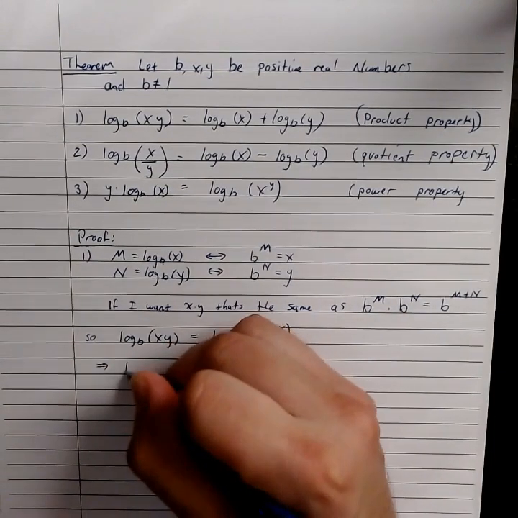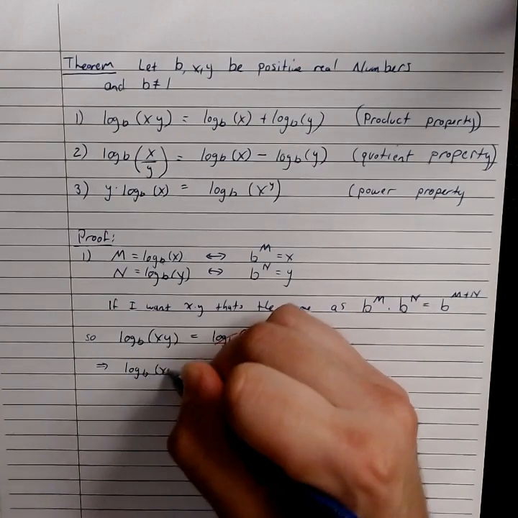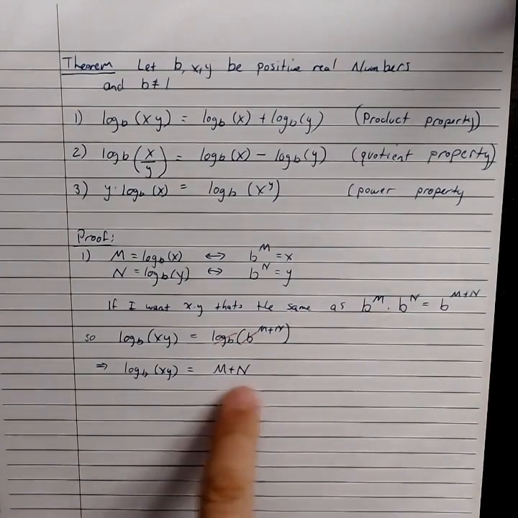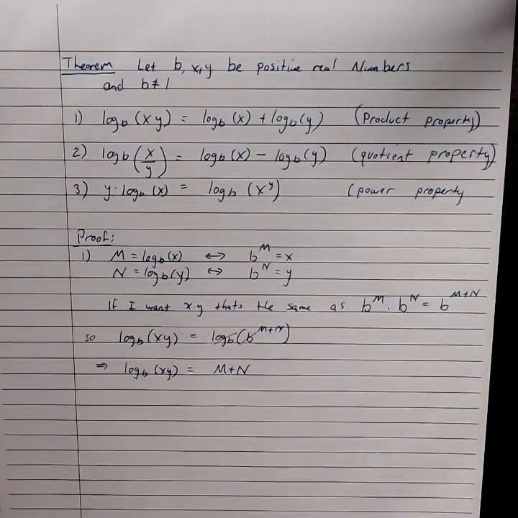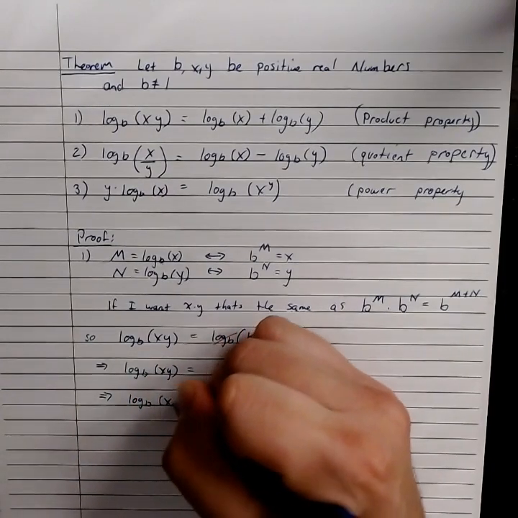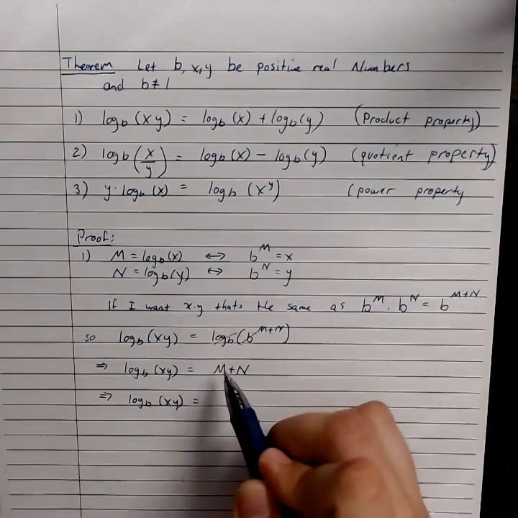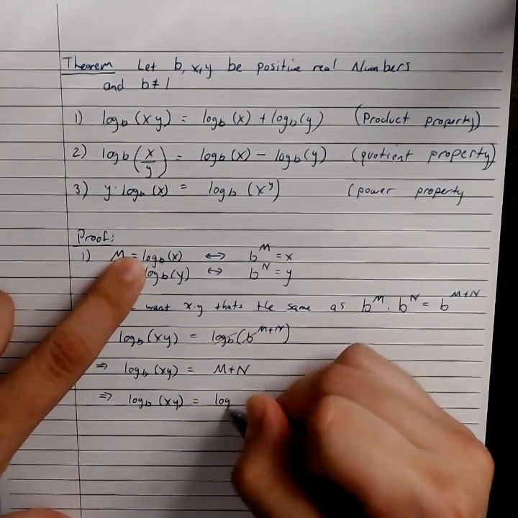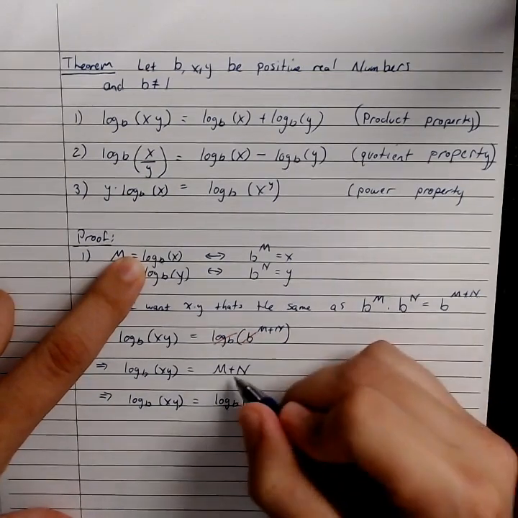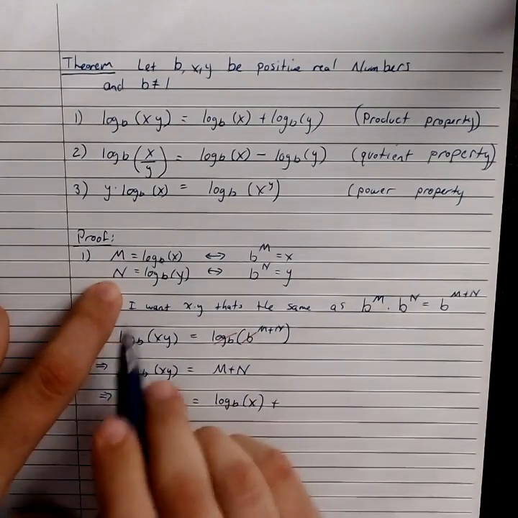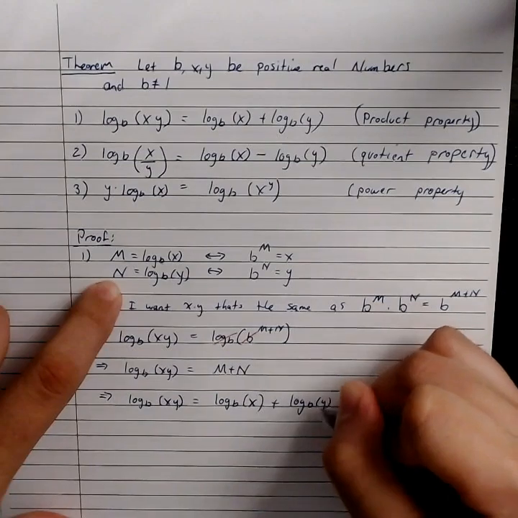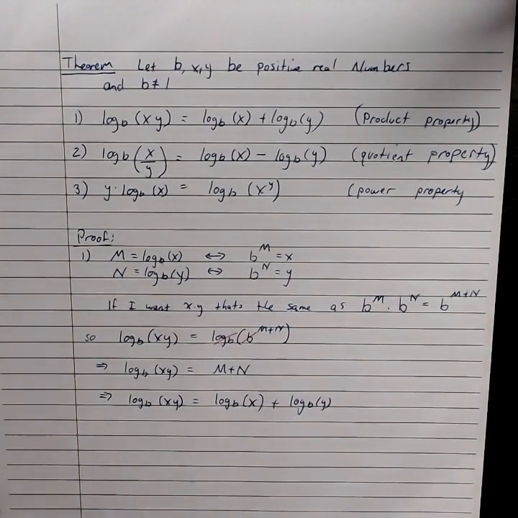So this implies that the log base b of xy is equal to m plus n. But remember, m and n were the things that we defined up here. So that's going to be log base b of xy is equal to, well, my m began as log base b of x, plus my n began its life as log base b of y. Okay? Looks just like that. But that's what we wanted.